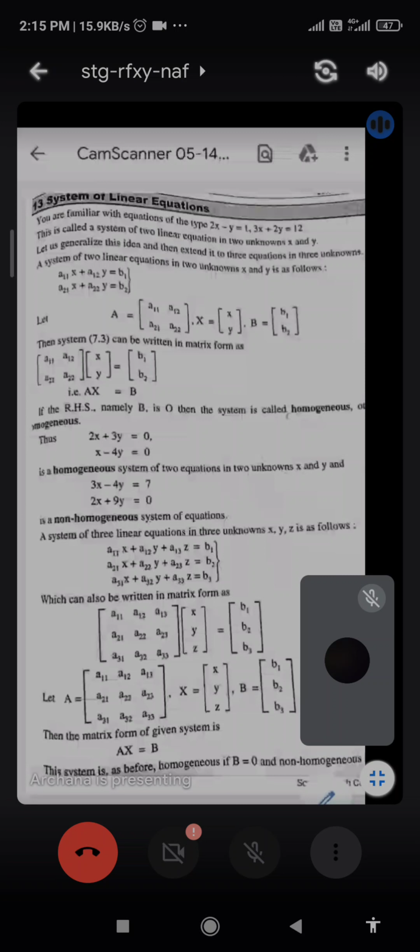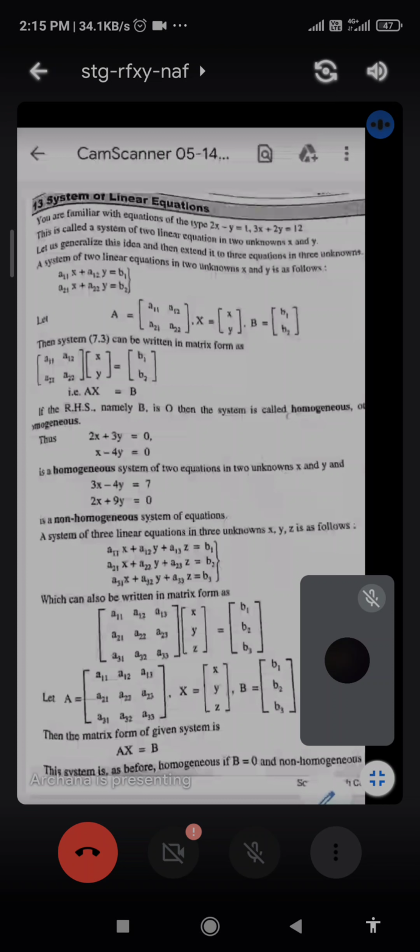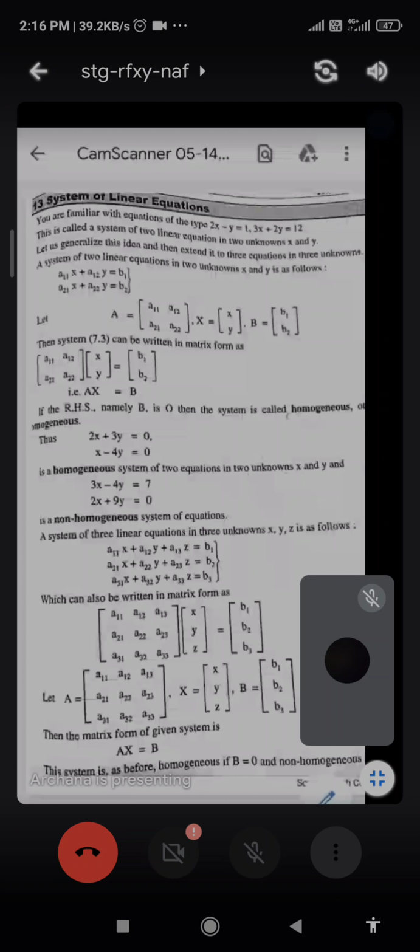Depending on this B, there are two types of systems of linear equations we define. First one is homogeneous and second one is non-homogeneous. If AX is equal to 0, that means B is a zero matrix. Everyone knows what is meant by zero matrix? In a zero matrix, all the elements of the matrix are 0, correct?